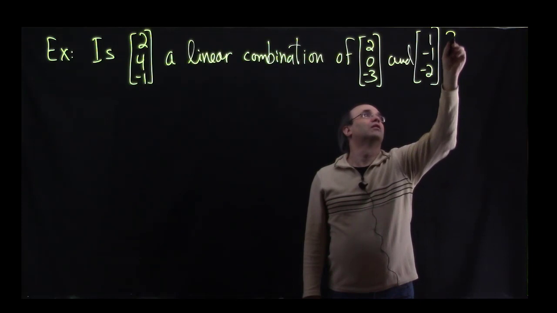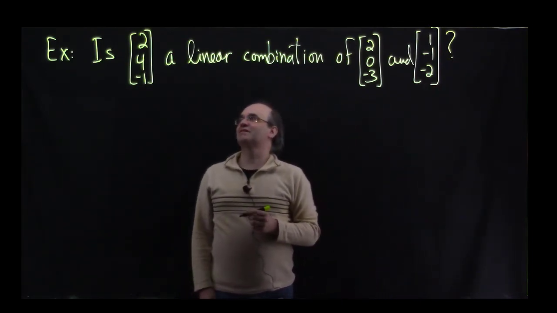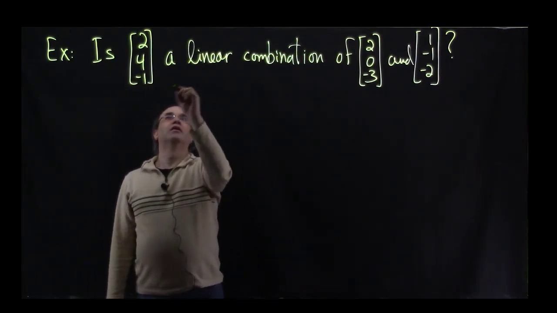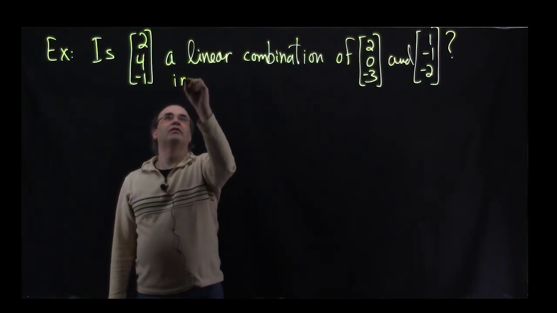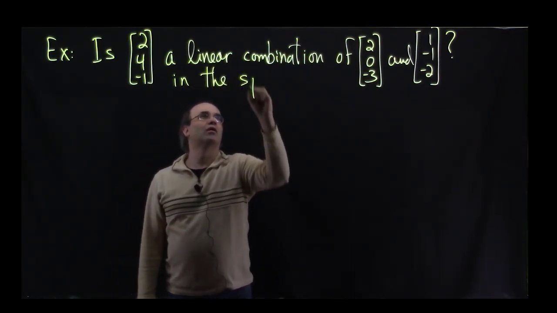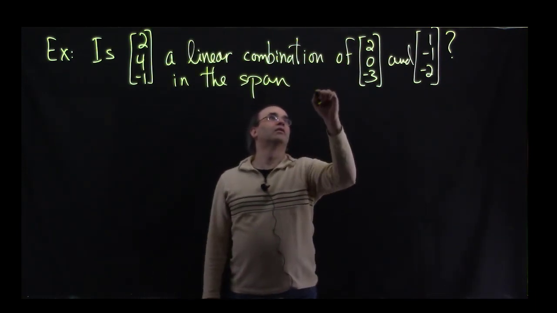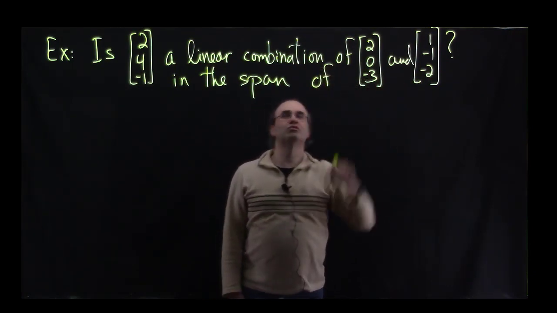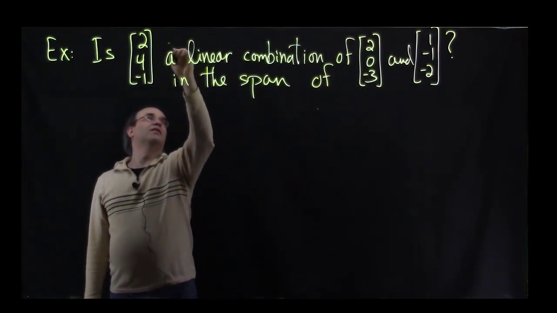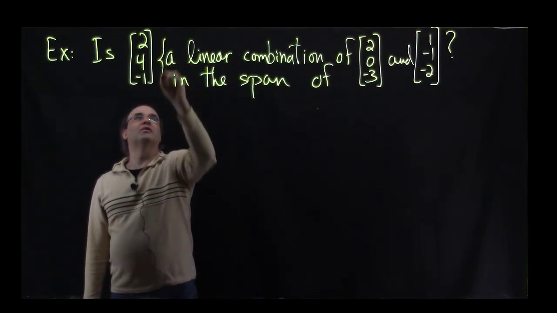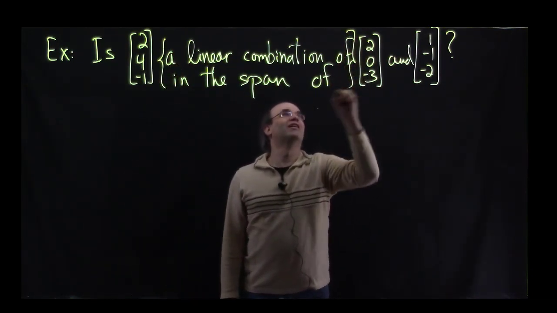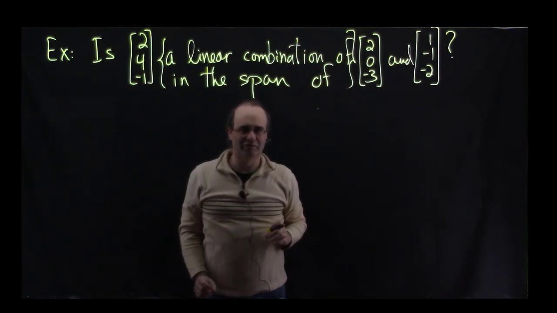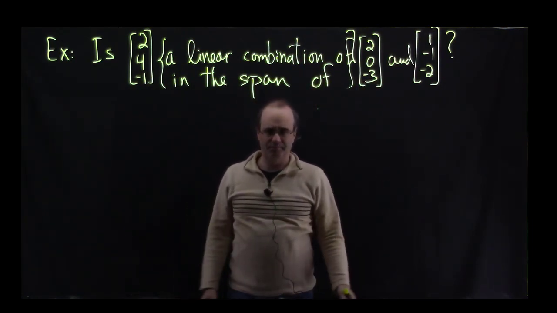So this will be the same thing as asking, is this vector in the span of these two vectors? Maybe I could write things like this, with a curly bracket. You get two sentences, and the middle part is just a bit different, but this is actually the same question, just phrased differently.